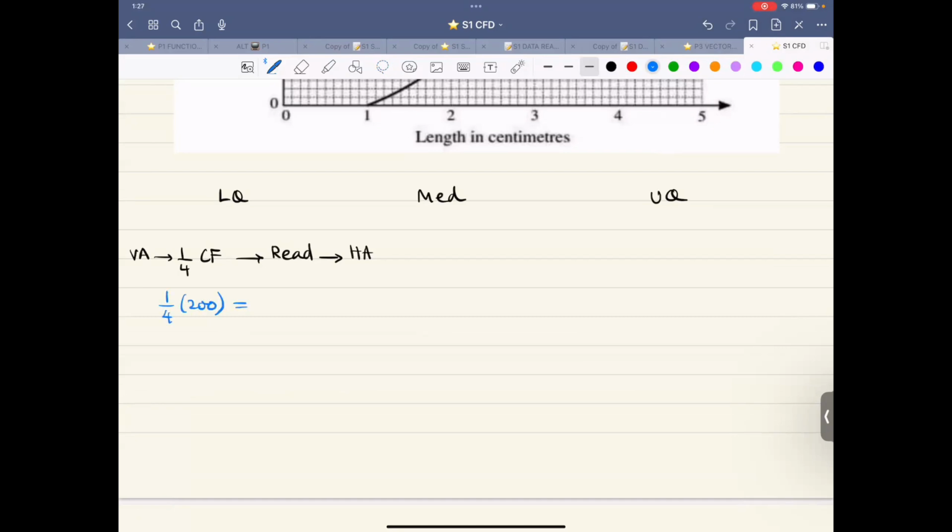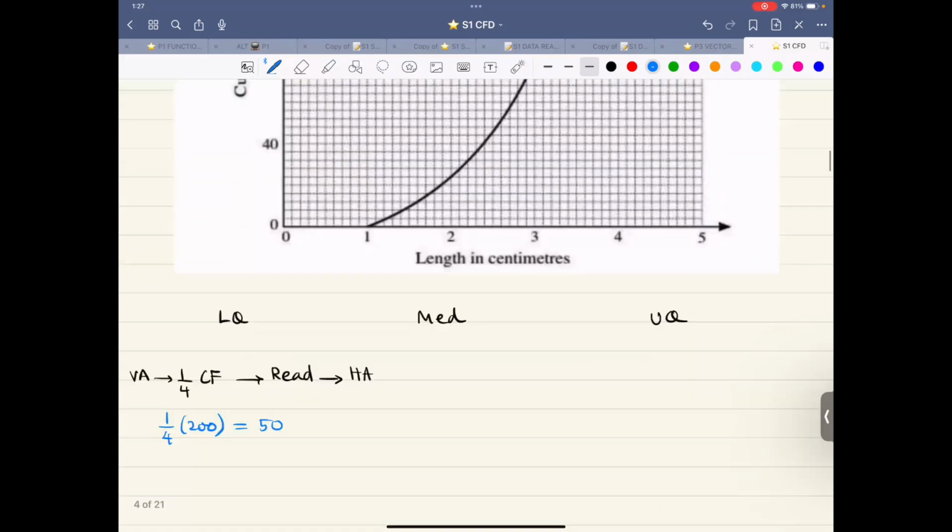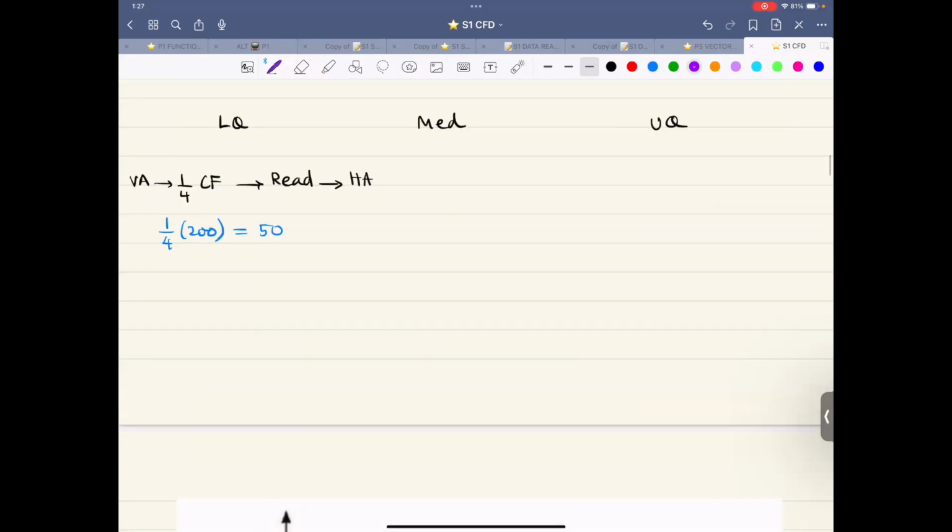That comes out to be 50. And we are calculating the median and this thing. Just looking at the colors that I've used, that is half, that is 50% of 200, that is 100. And then we are using 3/4 of 200, that is 150. So basically, we will use this 50 on the vertical axis and read on the horizontal axis.